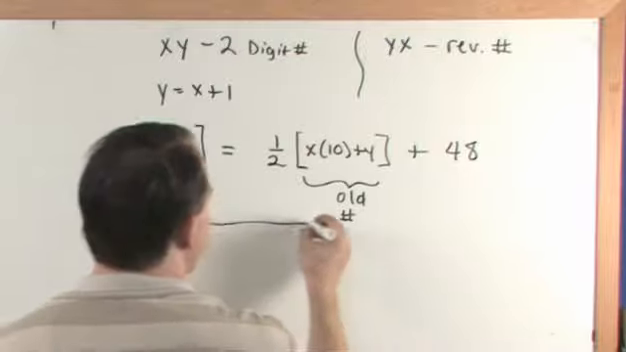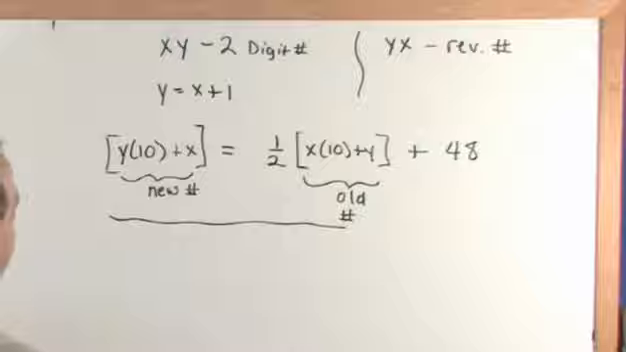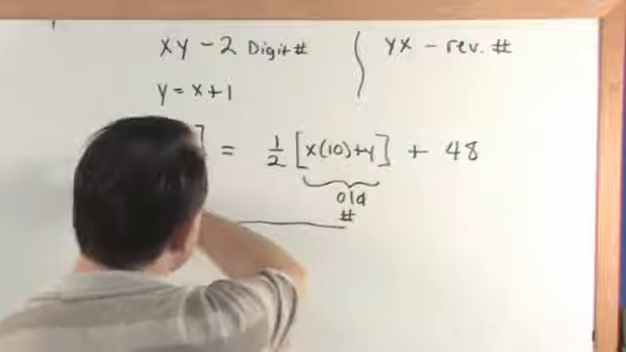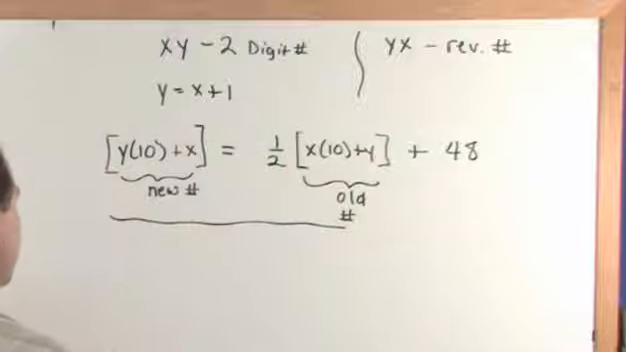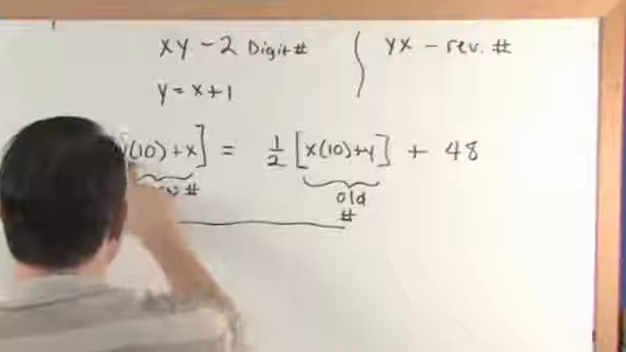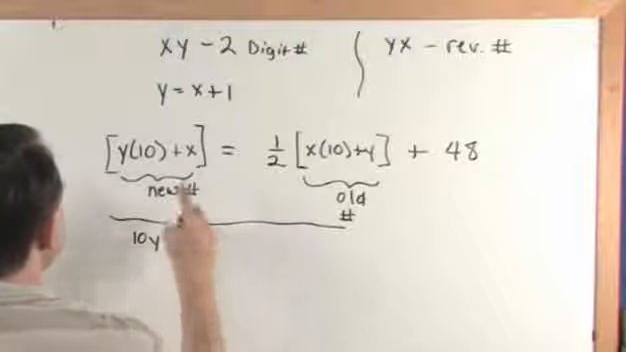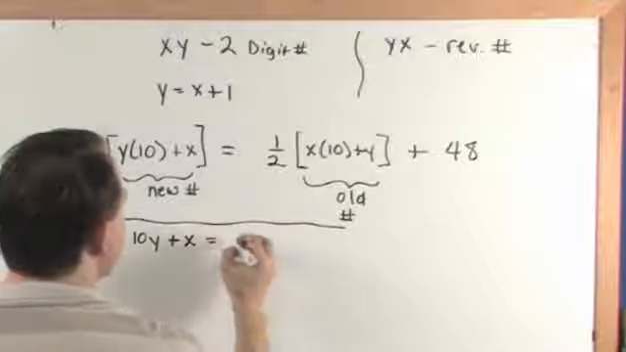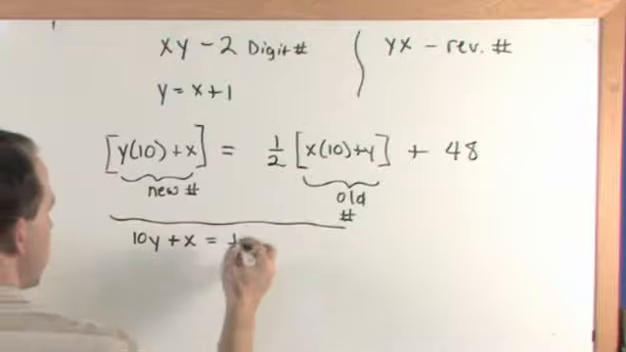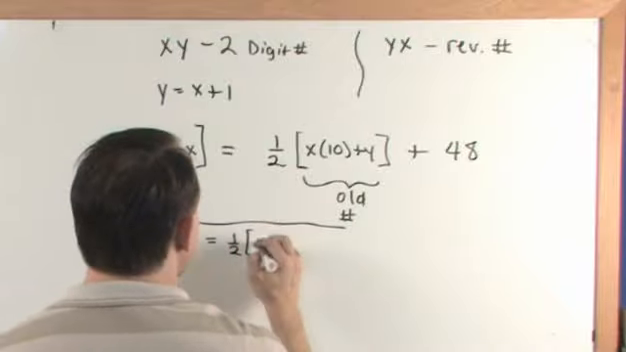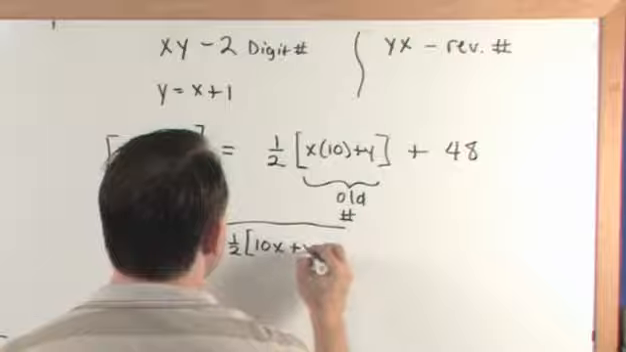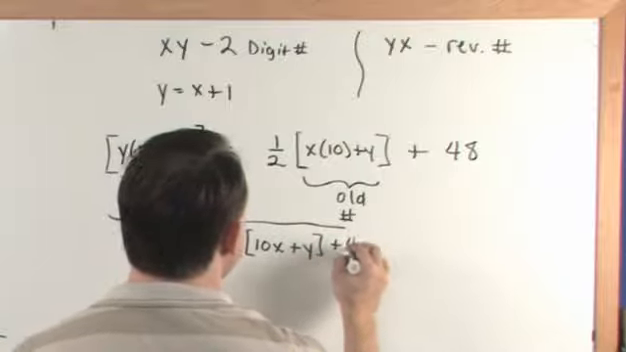So we're really almost done. I mean, we've got the two equations, because we have x and y. It's ugly, but we have x and y, and we have x and y here. So let's work on simplifying this ugly-looking equation. 10y plus x, that's all we have on the left, is equal to, and I'm going to keep the 1/2 for now out there, 10x plus y plus 48.